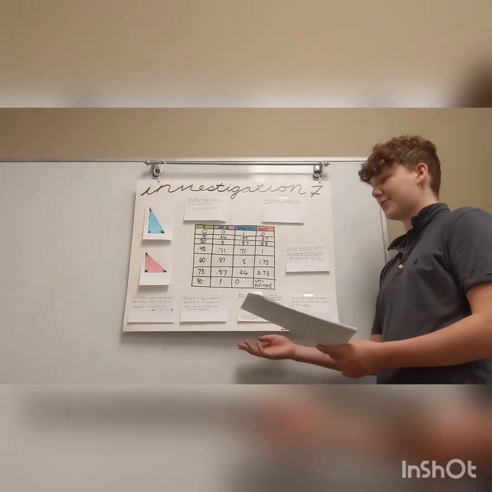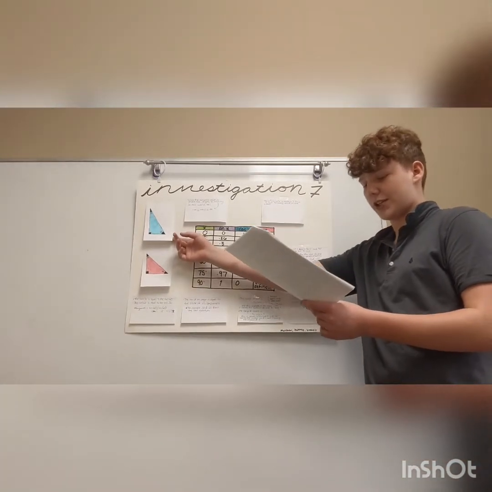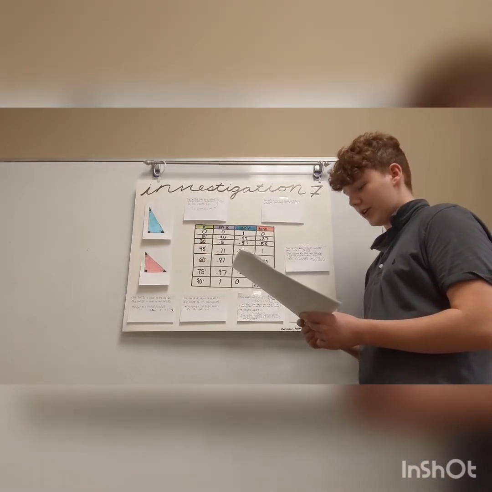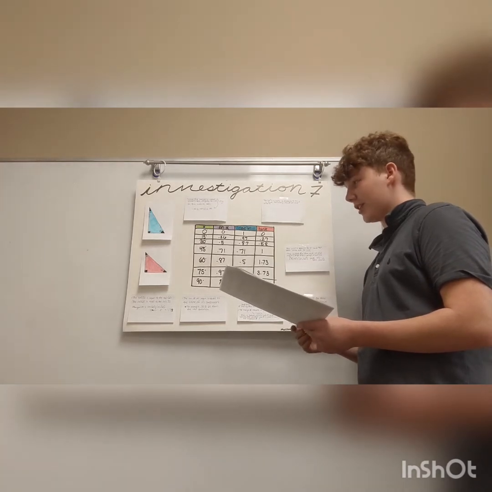Okay, so this is our poster board for investigation 7. This is the diagram for question 2. It says, draw a diagram of a 30, 60, 90 triangle with the shortest side being 1 unit long. Use your diagram to fill out the 30 and 60 rows of the table.